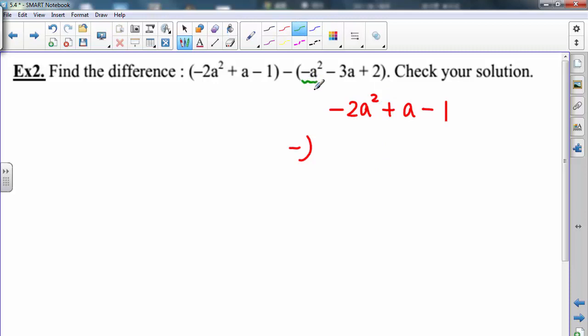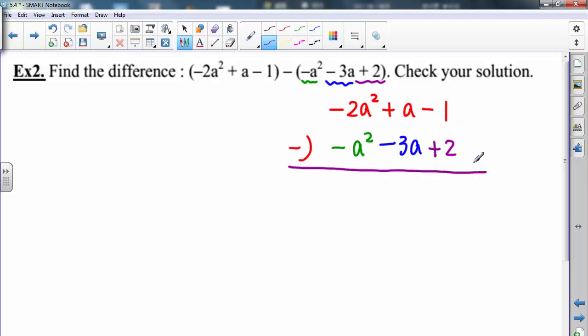The first term, negative a squared. I put a negative a squared under negative 2a squared. The next one is negative 3a. I put this one below plus a. Plus 2: this term does not have variable a, so it is the like term with -1. So I put positive 2 below -1.